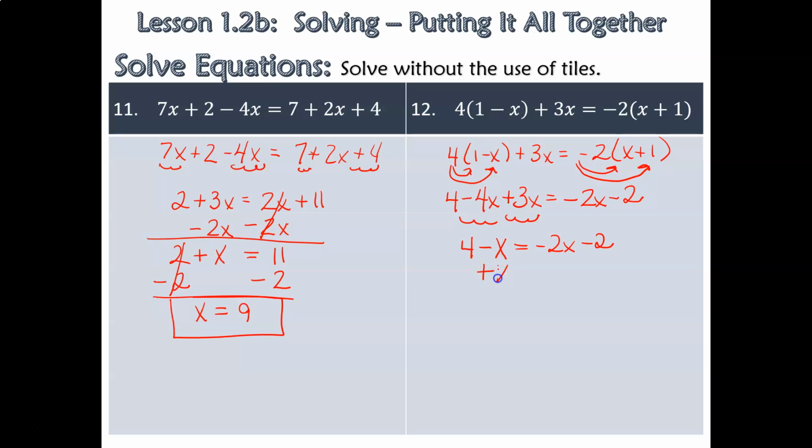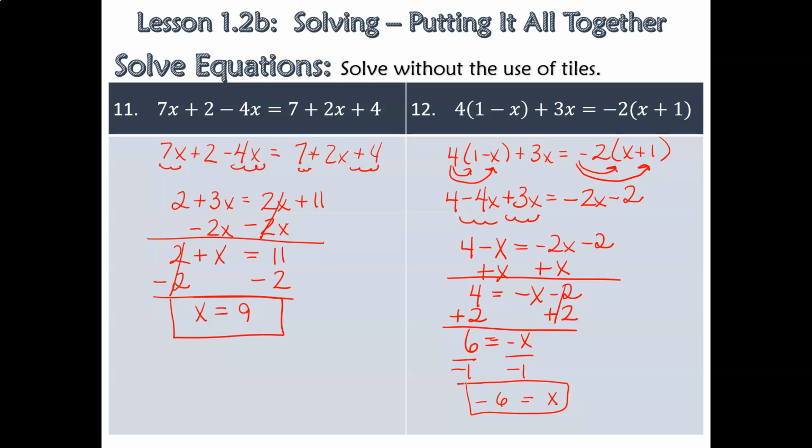So I'm going to add x to both sides. So I end up with 4 equals negative x minus 2. I'm going to undo that addition by adding 2. So I have negative x equals 6. I am not done at this point. I have to divide each side by negative 1. So x is negative 6.